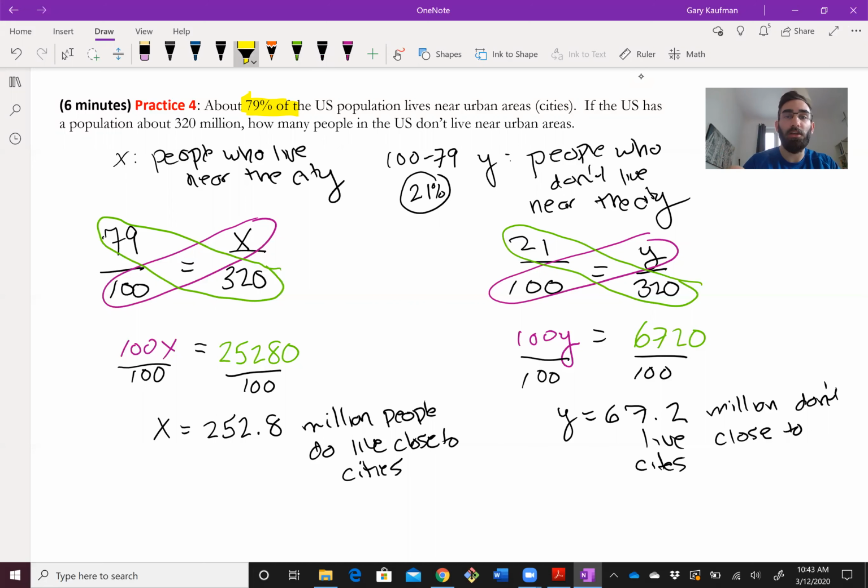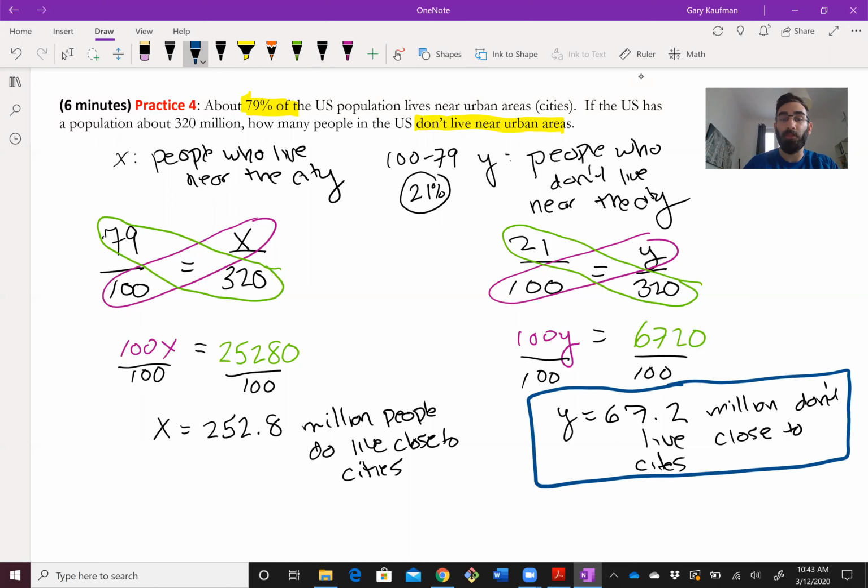But the question had asked do not. So either I solved it this way, and by solving it this way, I got the answer. If I did it the other way, I found how many live close. Well, now what I need to do is 320, the total, minus those who do live near the city, and I'm going to get 67.2, which are the people that don't. So either way would have gotten you the correct answer.